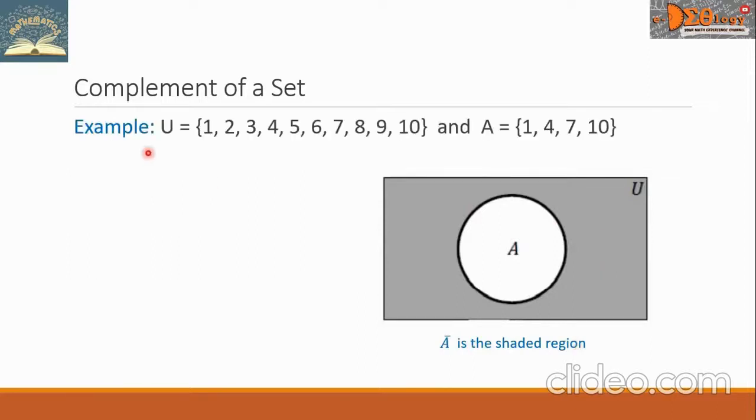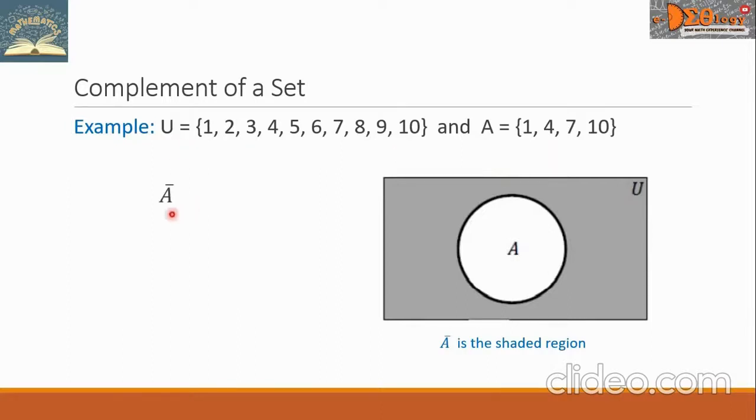Now let's have an example. Let the universal set equals the numbers from 1 to 10, and set A equals the elements 1, 4, 7, and 10. Take note that A here is a subset of the universal set.